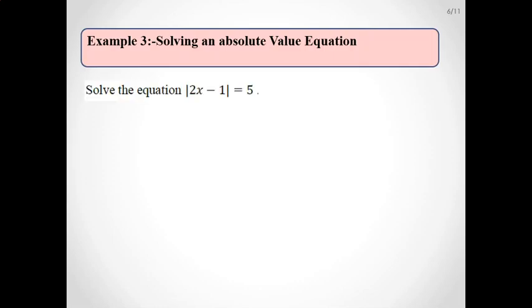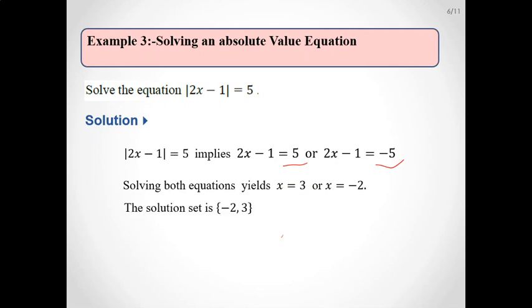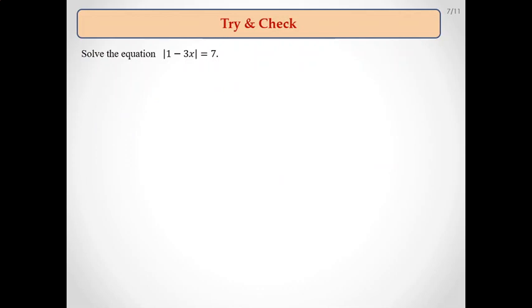Now, solving an absolute value equation. Again, the idea is that if the absolute value of E is equal to, let's say, A, then we have two options: E is equal to A, or E is equal to minus A. So then we have 2x equal to 5 or 2x equal to minus 5. Then you solve them, and it gives you 3 or minus 2, and you take all these solutions into the solution set.